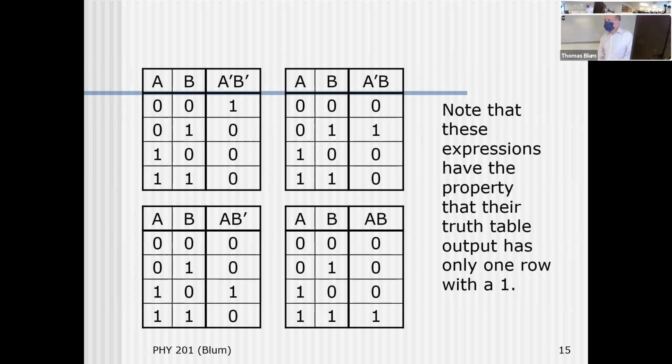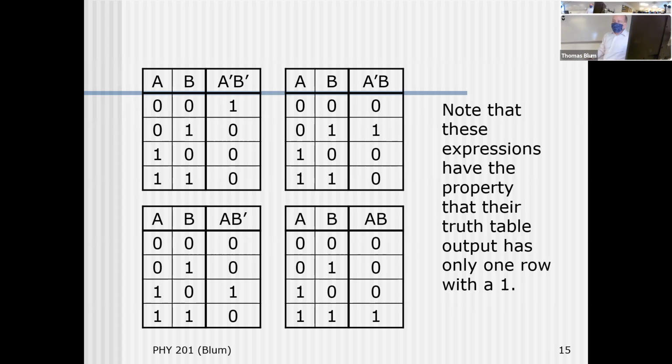So first thing is we want to look at how some ANDed expressions work with just 2 inputs for now. Here's A prime B prime, and that is a 1 in that first row and 0 in all the other rows. A prime B is a 1 in that second row and 0 every place else. A B prime is a 1 in that third row, and A B is a 1 in that fourth row.